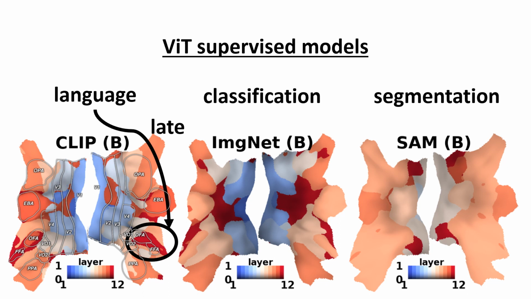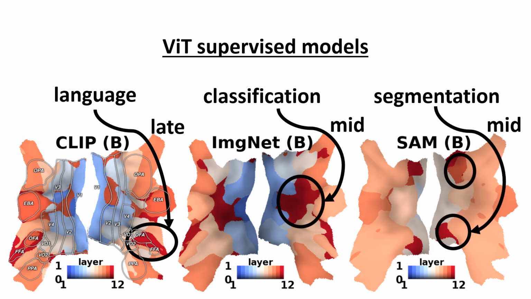CLIP's last layer is mapped to a higher-level brain region. ImageNet's last layer is mapped to the middle-level brain. Also, SAM's last layer is mapped to the middle-level brain. The fact that ImageNet and SAM last layers map to the middle part of the brain suggests that there's bottom-up feature computation in early to middle layers, then top-down task prediction in late layers. ImageNet and SAM training objectives are middle-level tasks, but their middle layers compute high-level features.